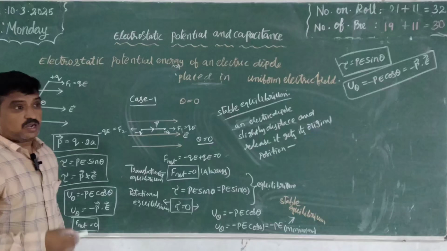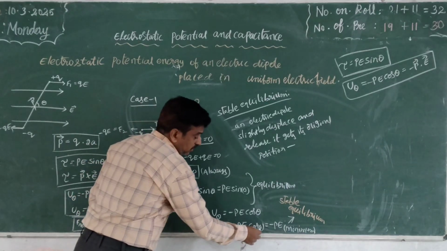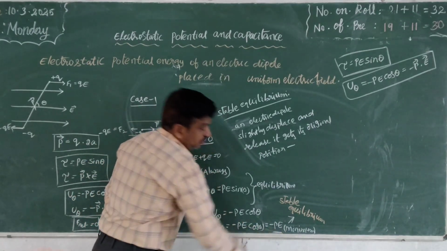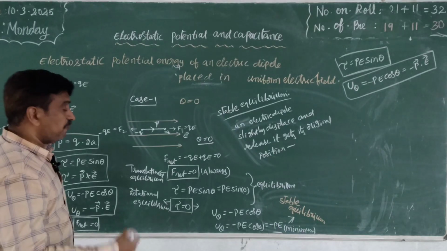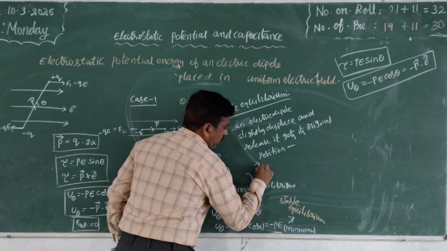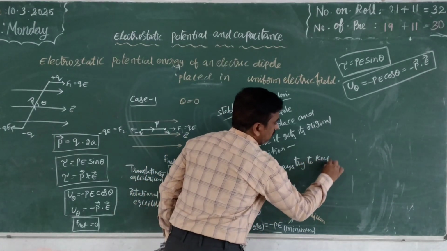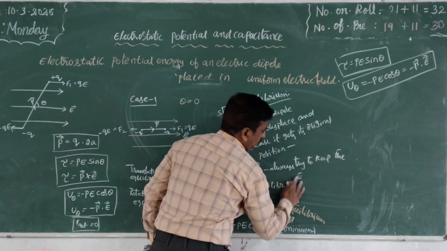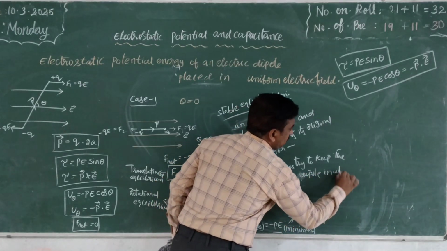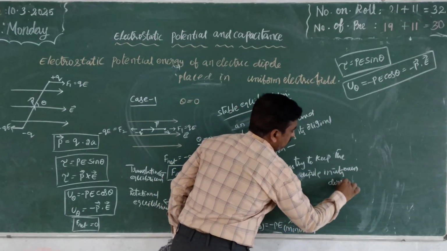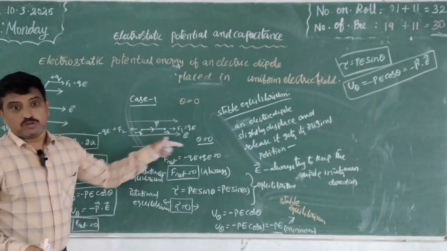In this case, the electric dipole has minimum potential energy. Why? Because U(theta) equals minus pE cos theta. Theta is 0, cos 0 means 1, so minus pE, minimum potential energy. See here, why does it get the equilibrium position? The electric field always tries to keep the electric dipole in its own direction. Because of this, after slightly displacing the electric dipole, it gets its original, meaning equilibrium, position.